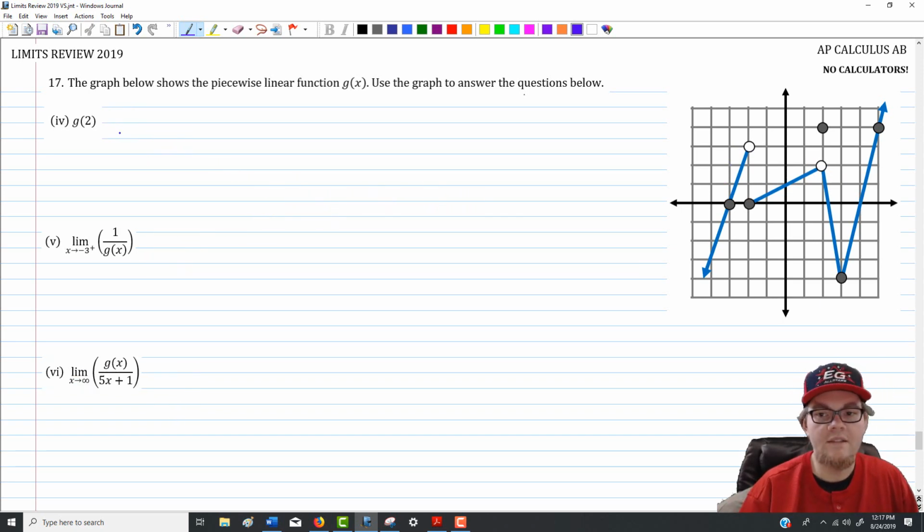Okay, moving forward, it does ask us for g of 2 next. g of 2 is the literal y value. Looking at our picture, that's going to be equal to y equals 4.